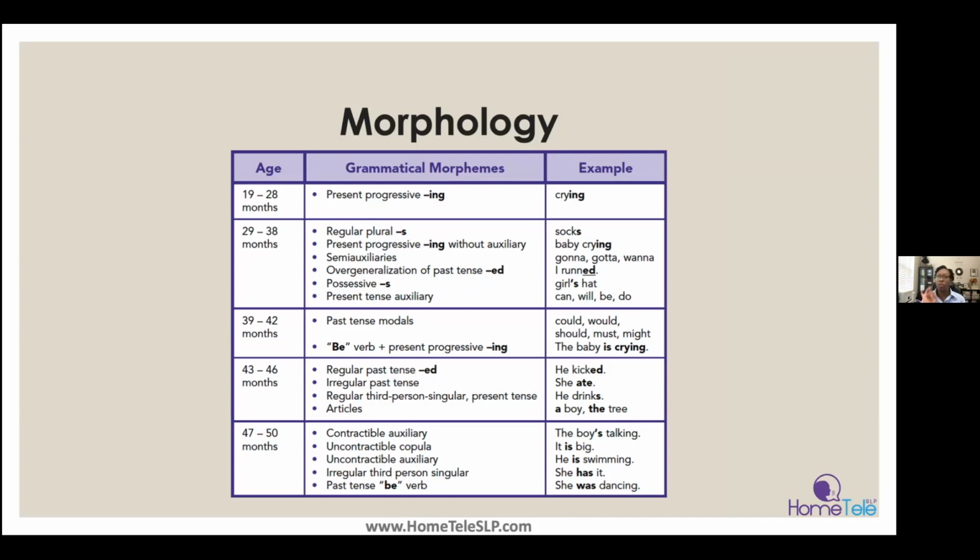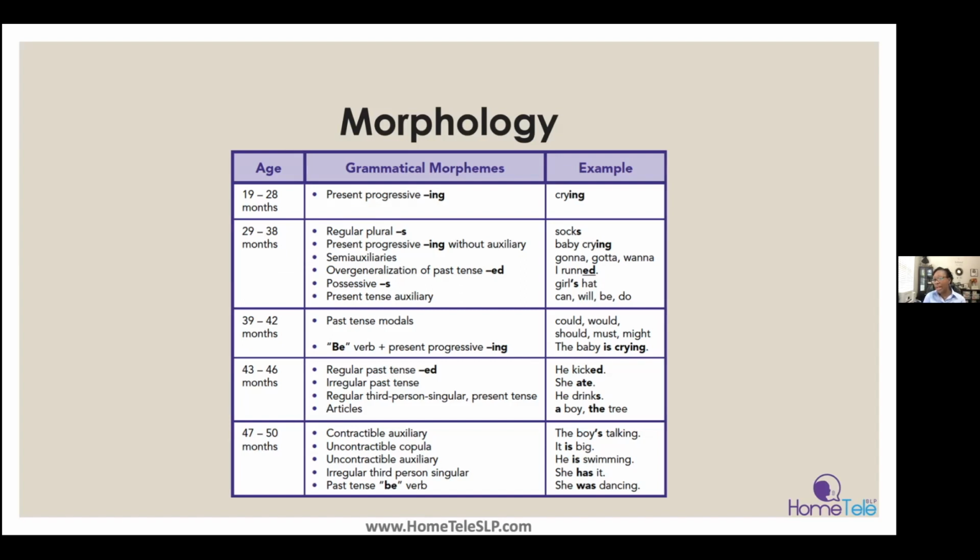I'm just going to skip and pick one or two things from each row. And then as we look down further, when a child reaches somewhere between 43 to 46 months, we're starting to see that they're using irregular past tense words. For example, instead of she eat, she ate. And also articles, so using words like a, an, and the. They're starting to incorporate those when they're speaking. So the example here is a boy in the tree.